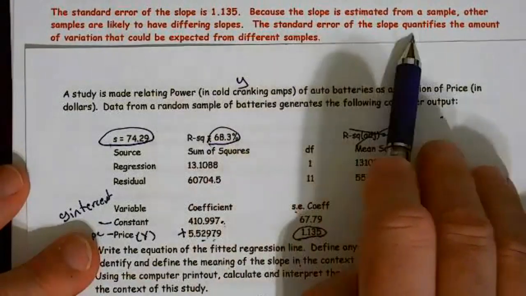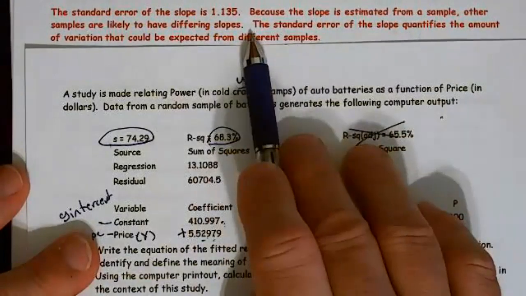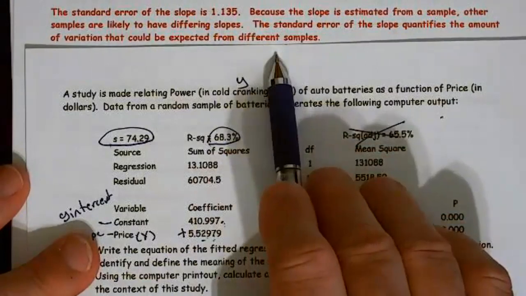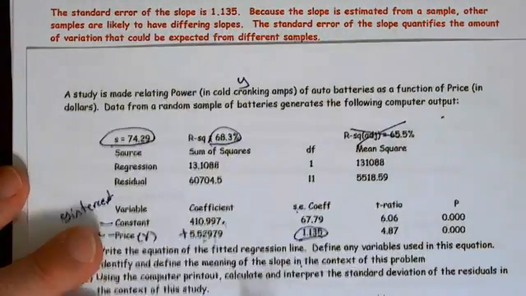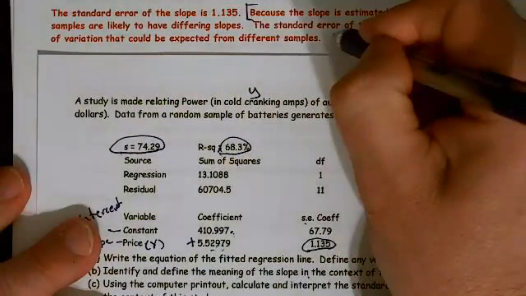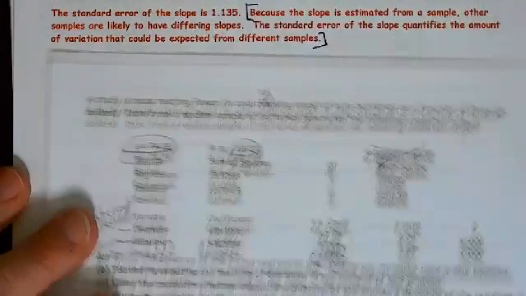Because the slope is estimated from a sample, other samples are likely to have differing slopes. The standard error of the slope quantifies the amount of variation that we could expect from different samples. This is just a sentence that you've got to memorize.